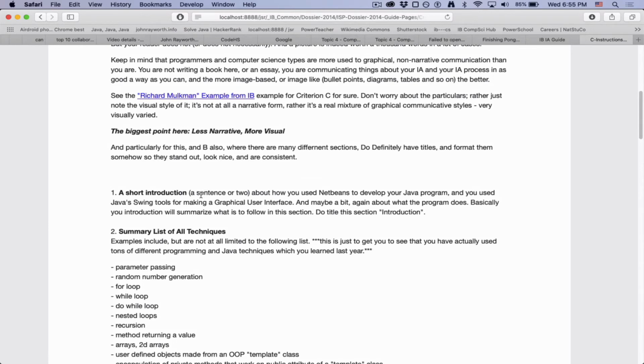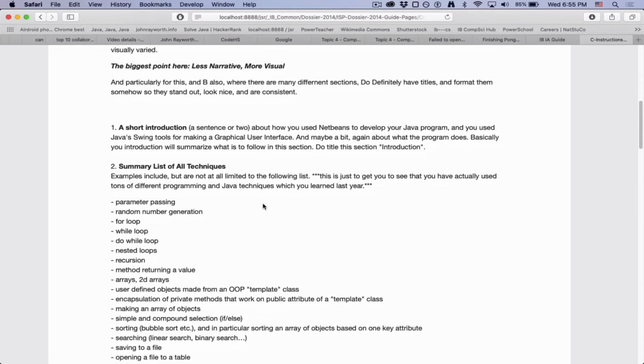But back to a perusal of the way I'm suggesting: a short introductory sentence or two, just description, and pretty well everybody's going to be the same because pretty well everybody used NetBeans, pretty well everybody used the graphic user interface, but you did, right? So go ahead and do a short introduction to what you did over the past couple of months in terms of building this program.